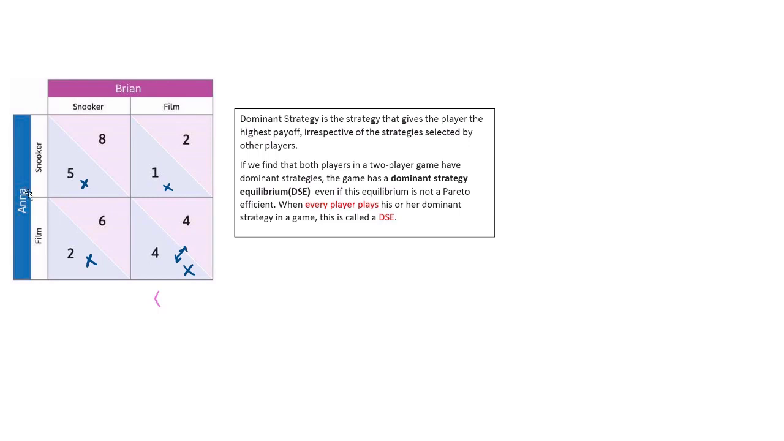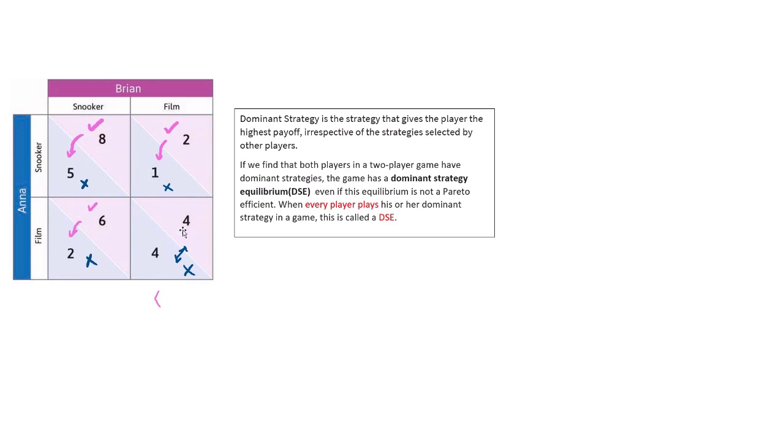So how about Brian? If Anna chooses to watch snooker, Brian can either choose to watch snooker or a film. If Brian chooses to watch snooker, 8 is higher than 5, so this is Brian's dominant strategy. 2 and 1, is it higher? If Brian chooses to watch a film also, this is also considered a dominant strategy. About 6 and 2: if Anna chooses to watch a film, and Brian chooses to watch snooker also, it's also known as a dominant strategy.